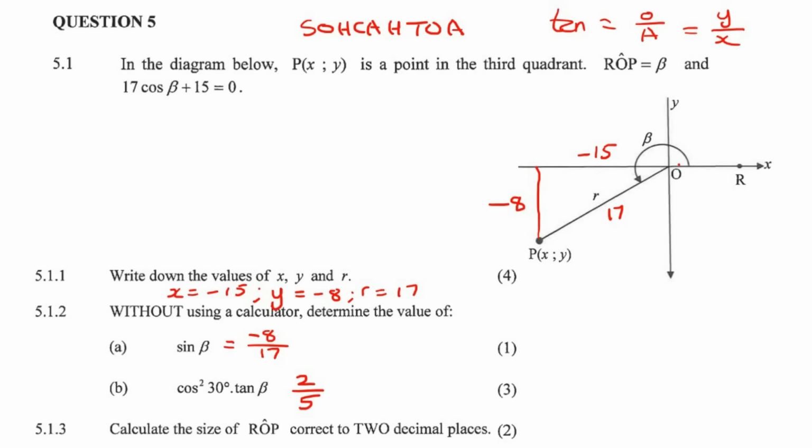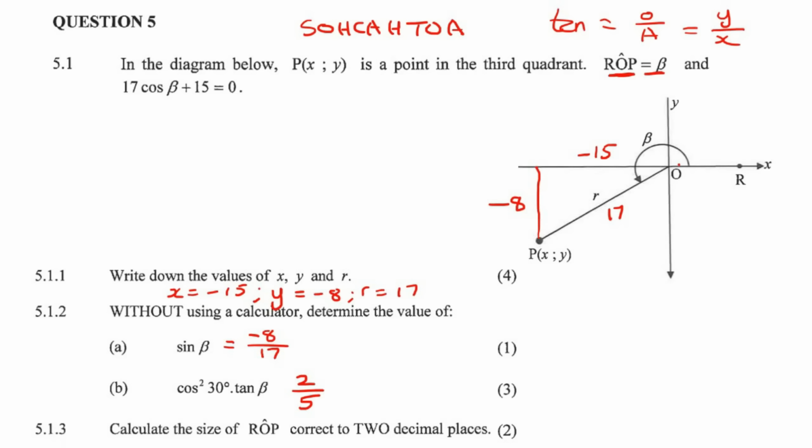Well, they say here, ROP is B. So they want us to calculate this whole angle over here. So we already know that this part up to here is 180 because that's just a straight line. So what we need to go find now is just this little piece over here. Okay, just this little piece over here.